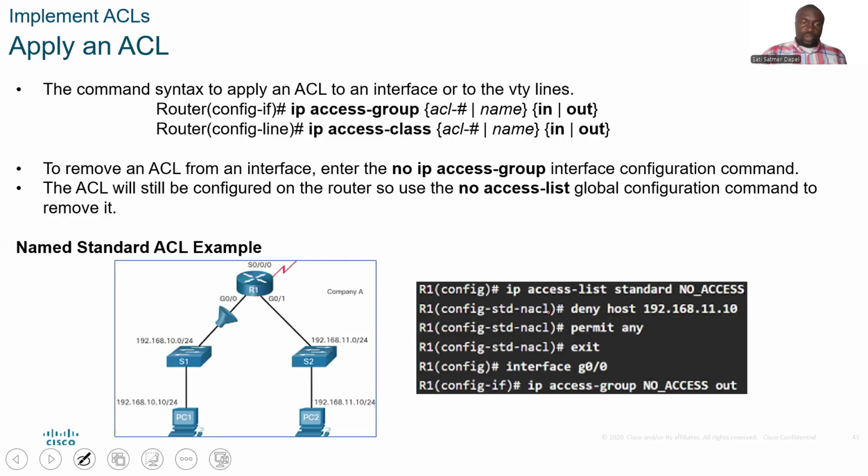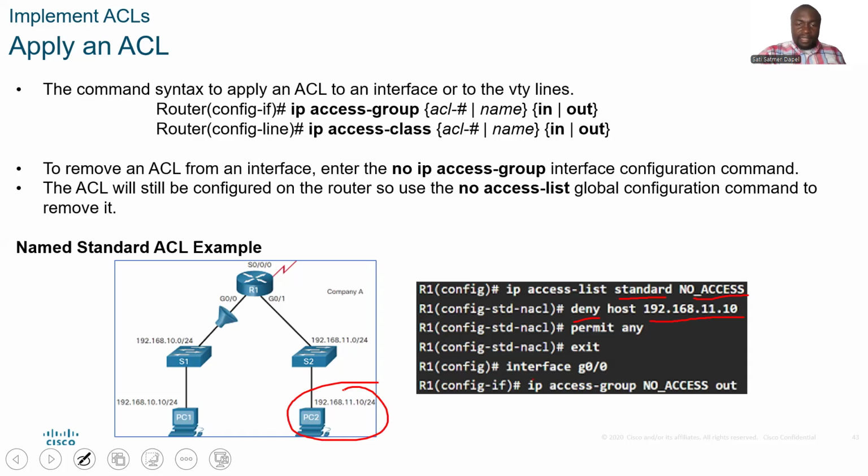All right. So, for instance, let's look at this. If I have an access control list that is a standard access list, remember, a standard access list is placed close to the destination. And we're saying no access, right? So deny host 192.168.11.10. Where is 192.168.11.10? So we are denying this host. And then we're permitting any. So look at it here.